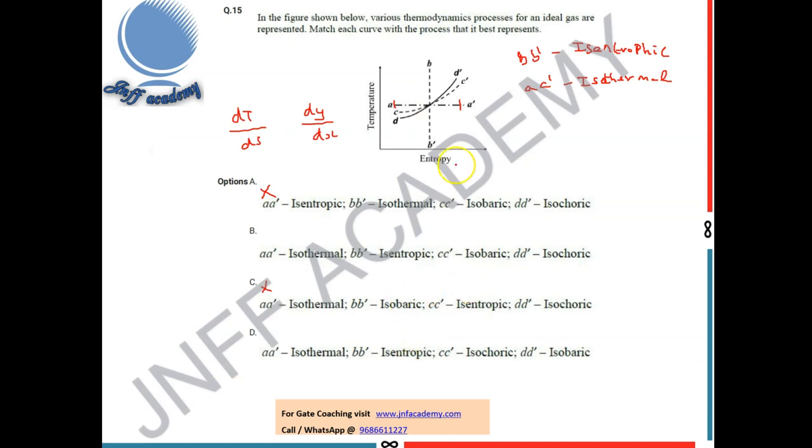Now let's go to this graph to understand that. Anyway, A dash and B dash will be easily identified. Now the thing is between C dash and D dash. It's very clear from the graph that if you take a slope here, D dash has a higher slope compared to C dash. So C dash is isobaric, where it's a constant pressure, and D dash is isochoric, right? Because it has a higher slope, which is dT/dS. So option B is the right answer.